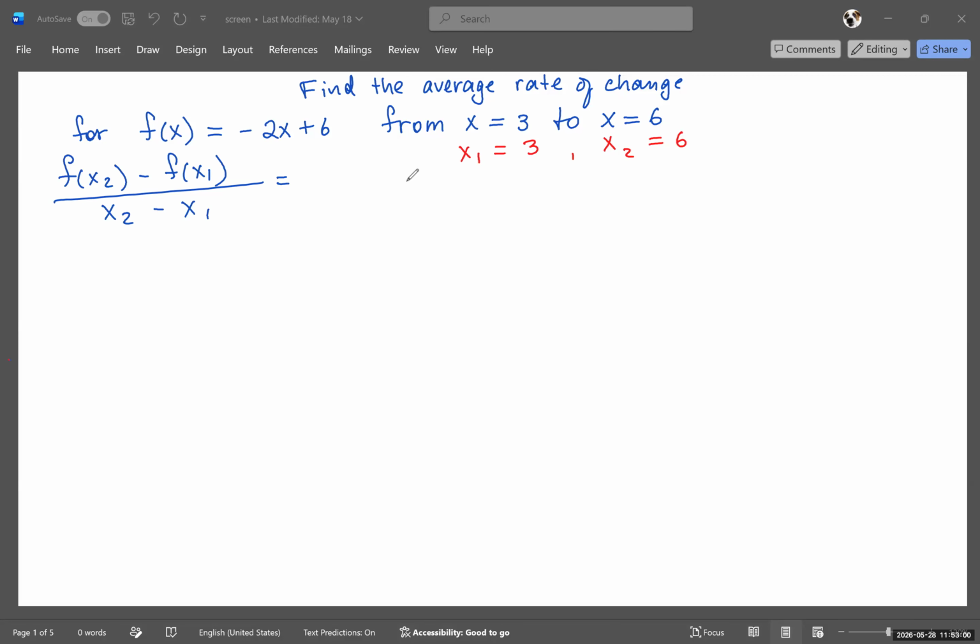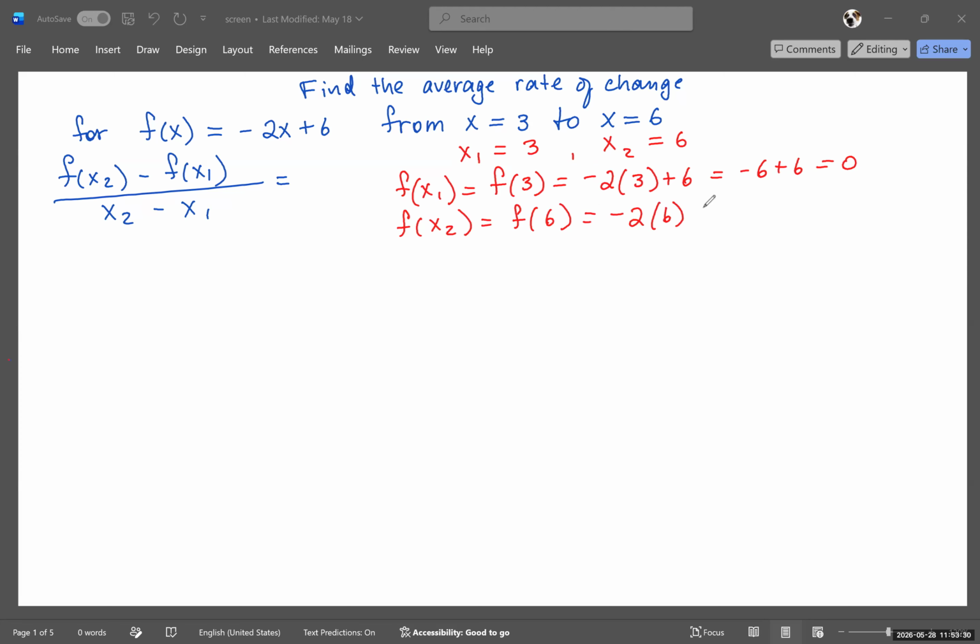What we need to do now is calculate the values for f of x1, which is the same as f evaluated at 3. So that means replace the x value with a 3 in the function. Negative 2 times 3 plus 6. Well, that's negative 6 plus 6, which is 0. Now, f of x2 is f evaluated at 6. So negative 2 times 6 plus 6. So that's negative 12 plus 6, which is negative 6.